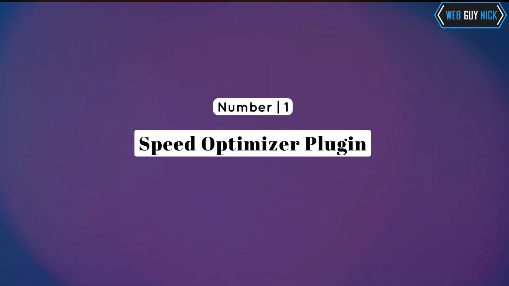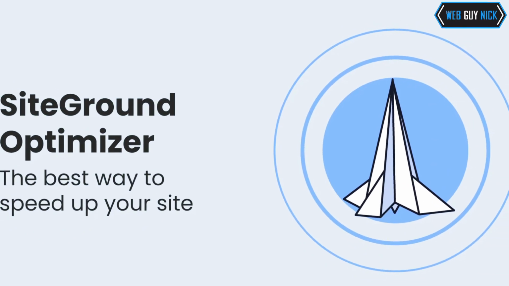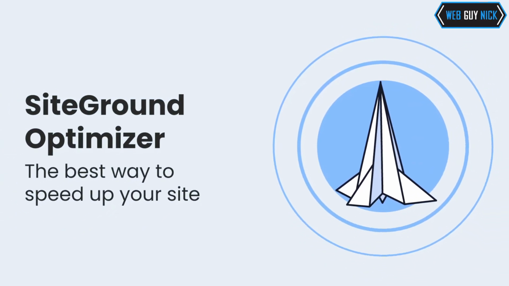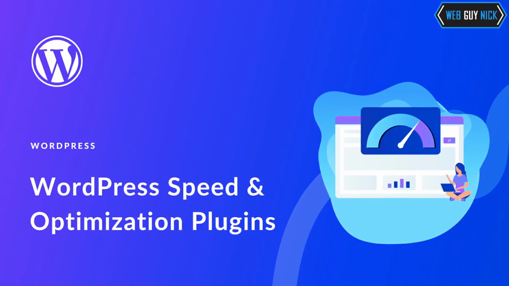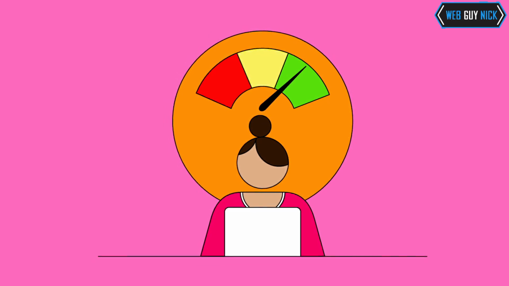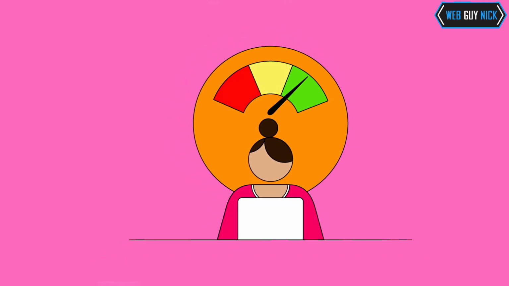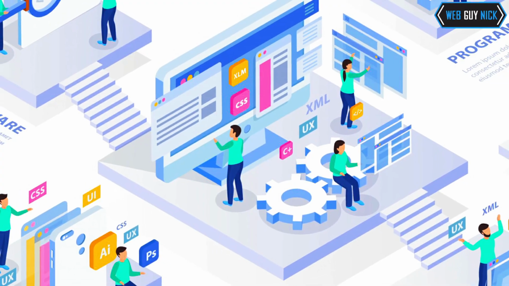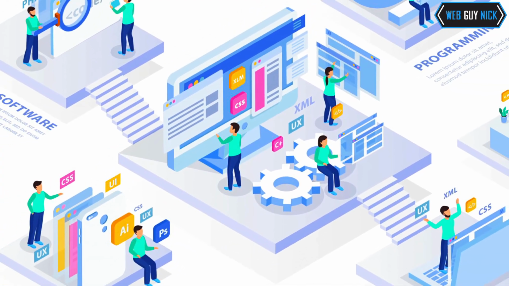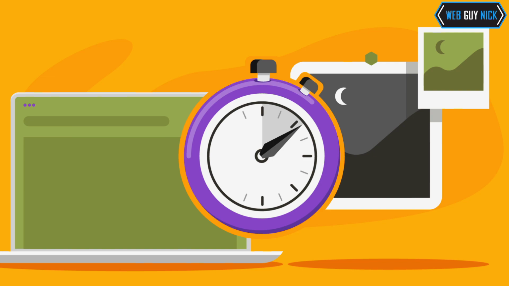Number 1. Speed Optimizer plugin. The Speed Optimizer plugin is a fantastic tool to enhance the performance of your website. It optimizes various aspects like image loading, code optimization, and caching, resulting in faster page load times. This plugin helps improve user experience, boost search engine rankings, and increase conversions by ensuring your site loads quickly and efficiently.